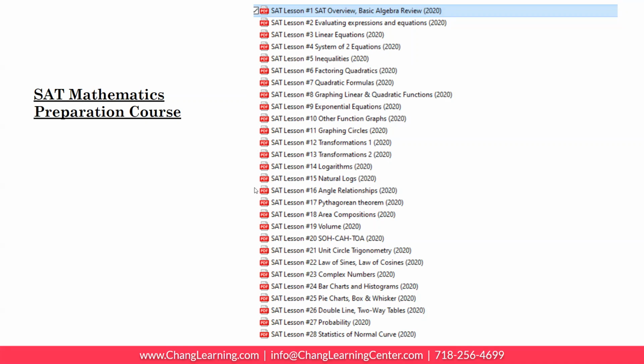Then going to geometry, we begin with angle relationships, the Pythagorean Theorem for right triangles, and areas of composite shapes. Those are triangles, squares, rectangles, trapezoids, and circles composed together, then volume, SOHCAHTOA, and unit circle trigonometry, ending the geometry and trigonometry with law of sines and complex numbers. Mostly in section 4, you have bar charts and histograms, pie charts, two-way tables, double-line tables, and then just a few probability questions. Again, less than 10% of the exam is on mean, median, and mode, and the statistics of the normal curve.